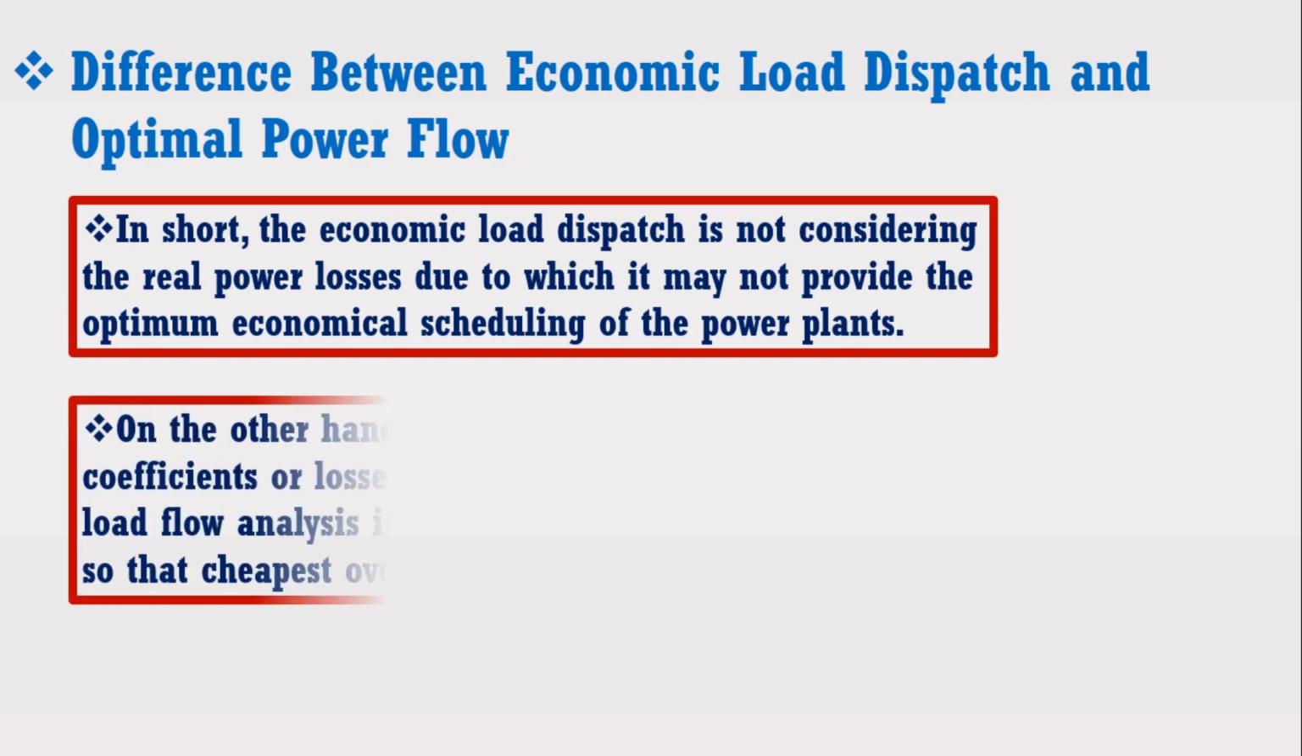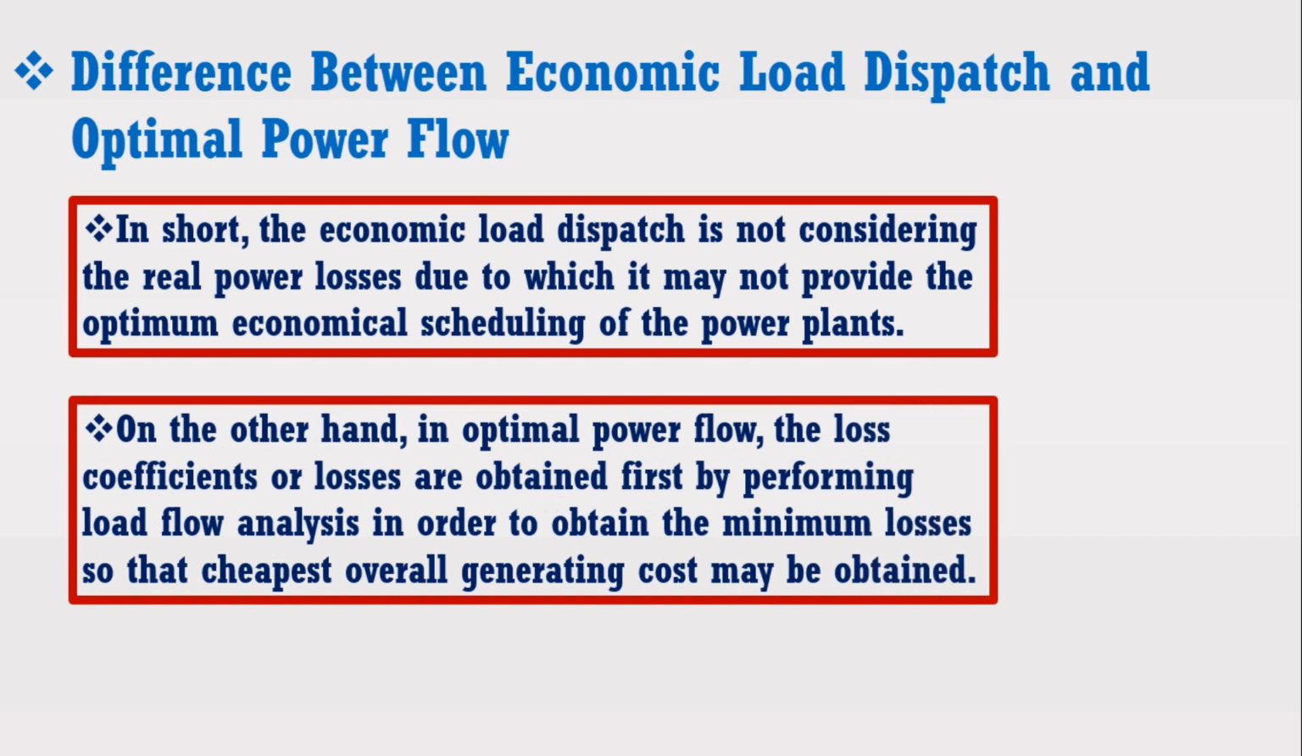On the other hand, in optimal power flow, the loss coefficients or losses are obtained first by performing the load flow analysis in order to obtain the minimum losses, so that the cheapest overall generating cost may be obtained.